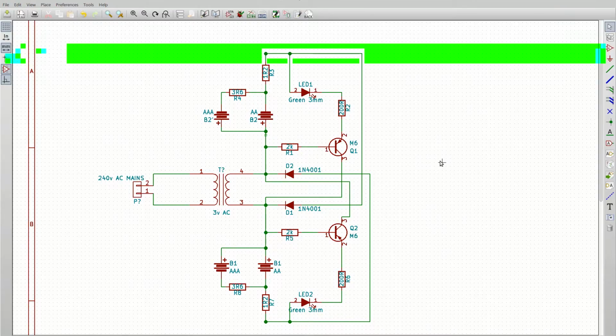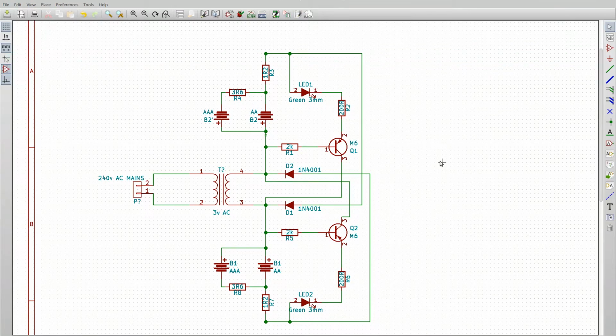Okay, so I've drawn up the schematic for one of these chargers in KiCad, and it turns out they're actually worse than I originally thought. Now, they're very simple. Just like I said, a small transformer converts it to 3 volts AC, and then we've got 2 identical charge circuits, one for each cell of the charger.